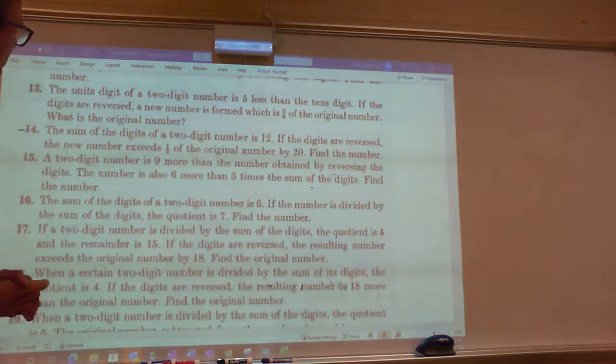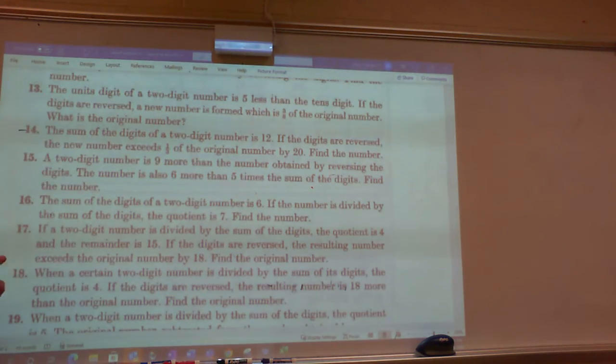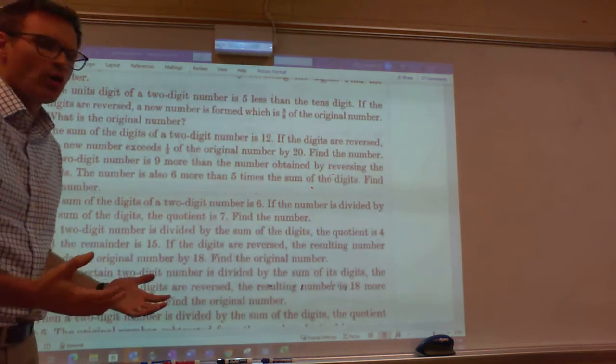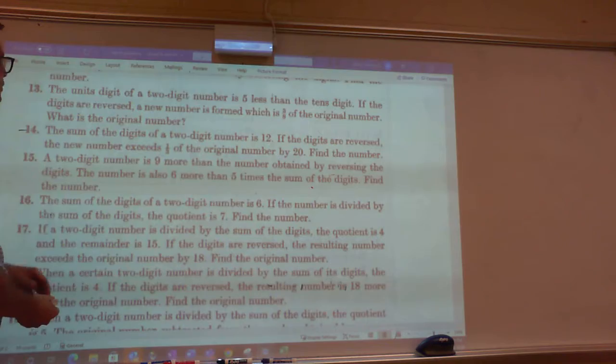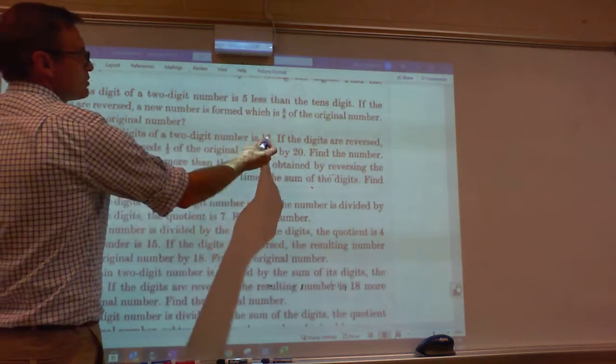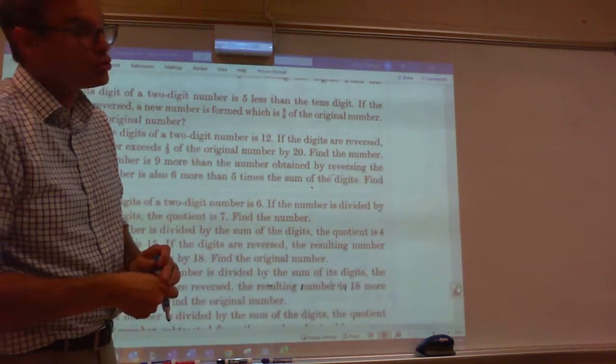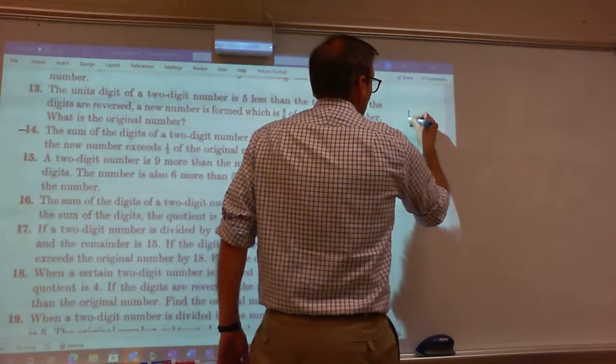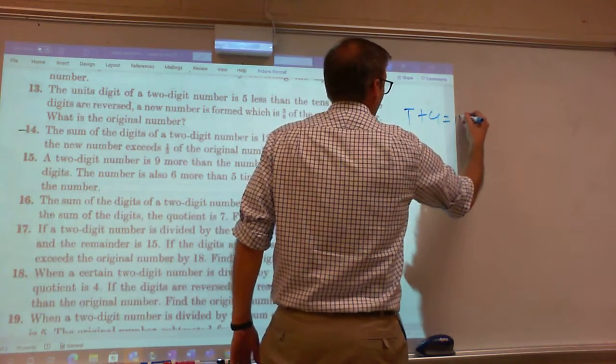So let's talk about what happens here. So 14, this is a little more involved. If I look at the first sentence, it says the sum of the digits is 12. Sum of the digits is 12, that's going to give me t plus u is equal to 12.